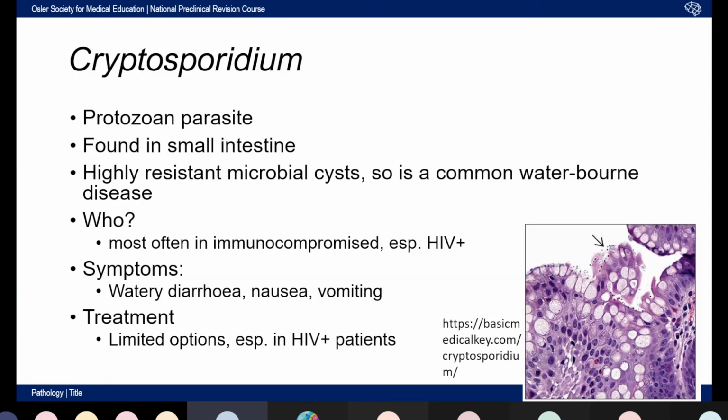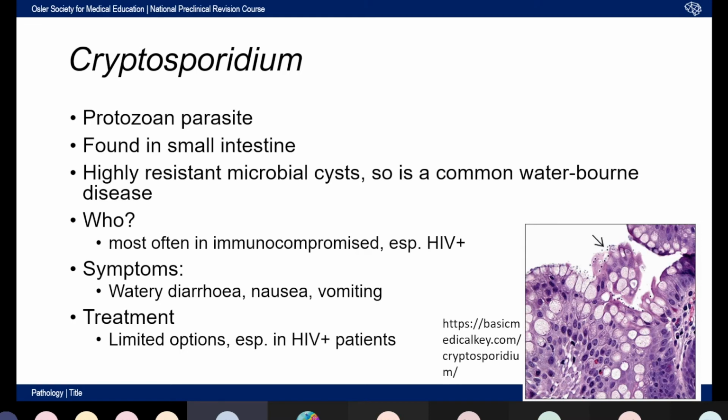And then just a quick word on Cryptosporidium, which is a protozoan parasite found in the small intestine. So you can see its little dots here. This is the epithelium of the small intestine, and the small dots are the parasite. It forms highly resistant microbial cysts, and so can survive in water. So that's how people tend to get it.